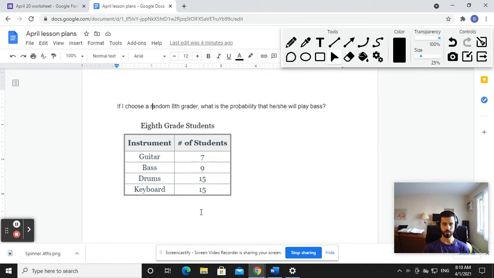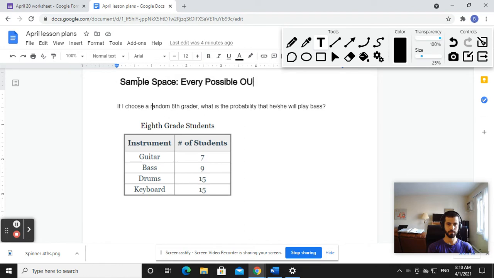Okay, we have all the 8th grade students here. First of all, we want to add them up, and that's going to be our denominator. Every possible outcome is called the sample space. Now what that means is basically how many different things can happen if I choose a random 8th grader.